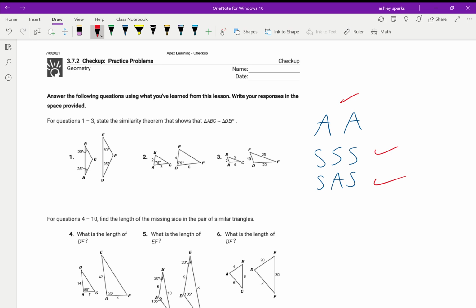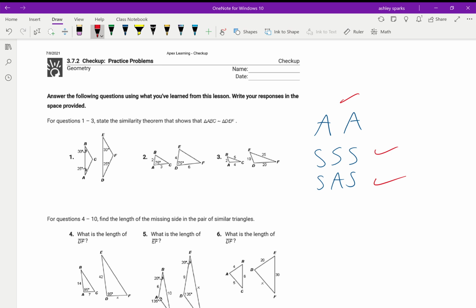And if I know that 2 sides are similar and the angle between is the same, then I can say that my triangles are similar. So you're looking for these 3. There's no other theorems that should work for this section. So what does this mean?